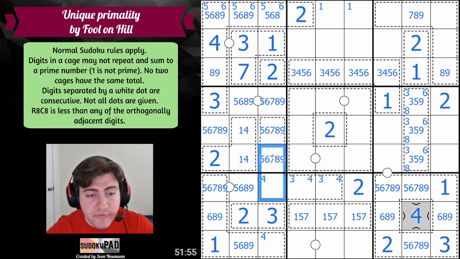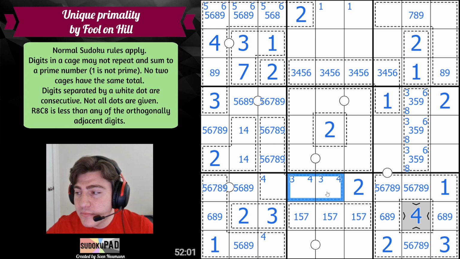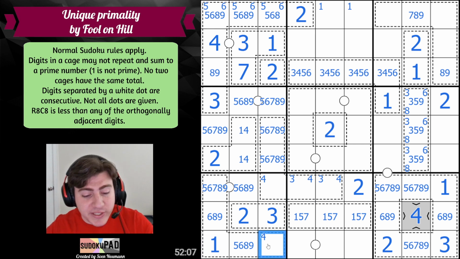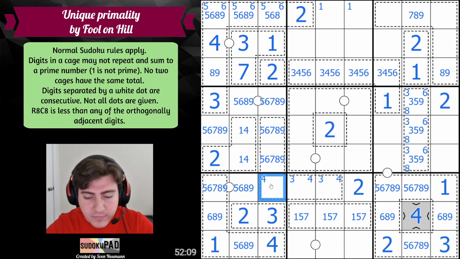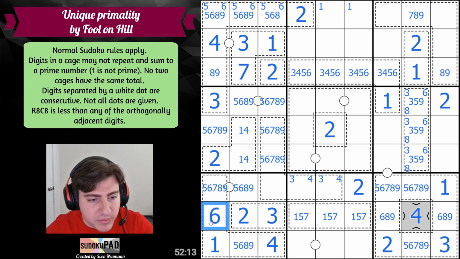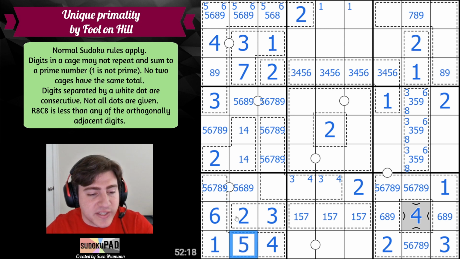3, 4, 5, 6, 7. 5, 6, 7 is 18. 18 plus 7. All right, this is 25. We have done it. This must be 4. That means this must be 5, 6, 7. This is the only place for 6 to go. Actually, we already knew that if this was 5, 6, 7, this would have to be 5.